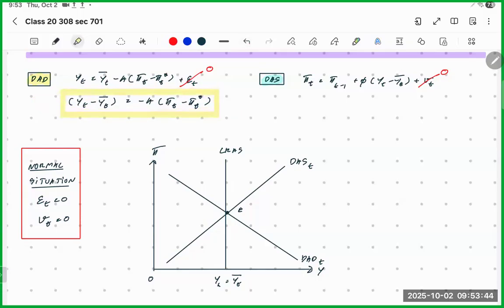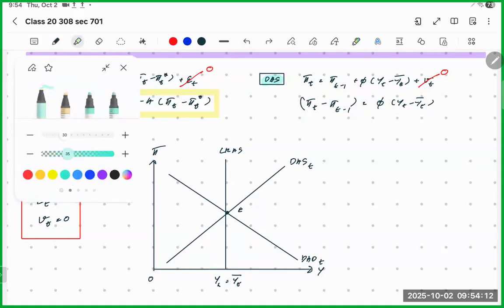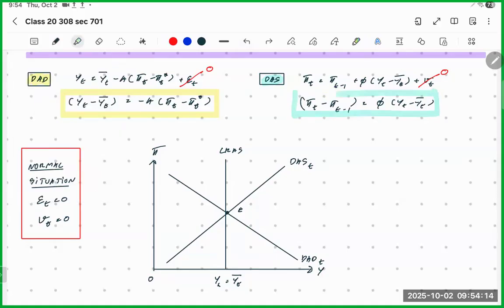Same thing with the AS. Moving pi T minus 1 to the left, it becomes pi T minus pi T minus 1 equals phi times YT minus YT bar. Okay, here. I think I should change the color. It's a blue one.